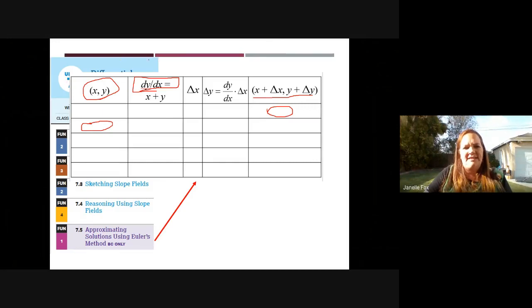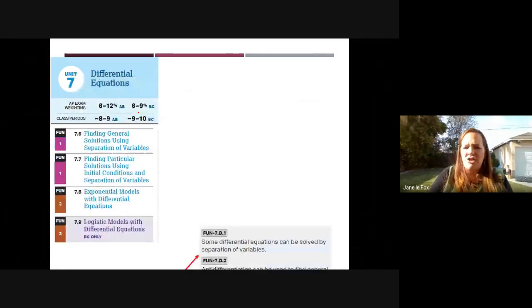Just remember, guys, that this dy dx right here is given to you, and it's not necessarily x plus y. It's just the one I snipped as an example. Okay, what other fun things do they do in this unit? They like to do a separation of variables.